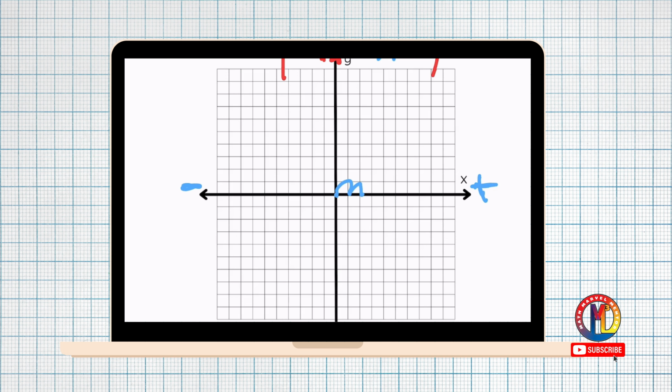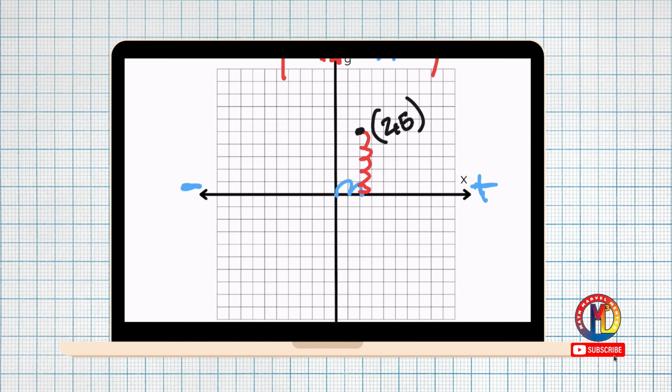Okay, and so we went to the right 2 spaces already, and then now for y, I'm going to go up 1, 2, 3, 4, 5. And so my ordered pair (2, 5) lands right here, and I'm going to label it (2, 5).